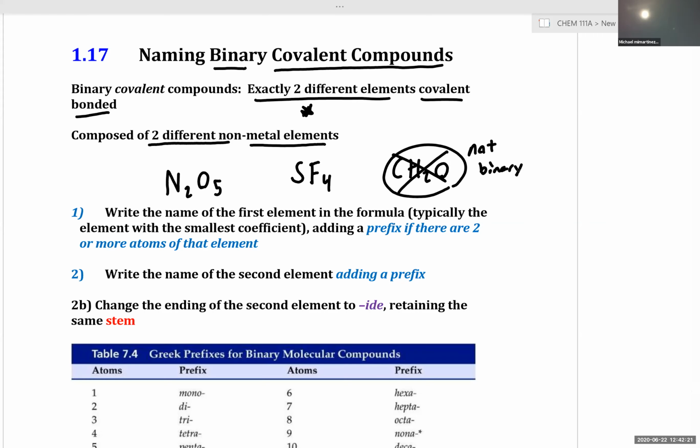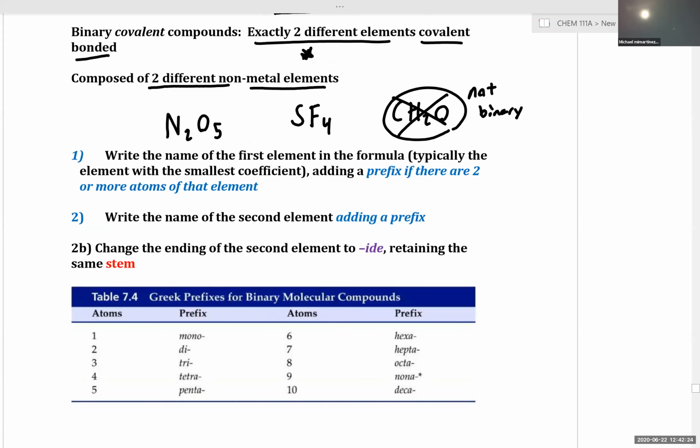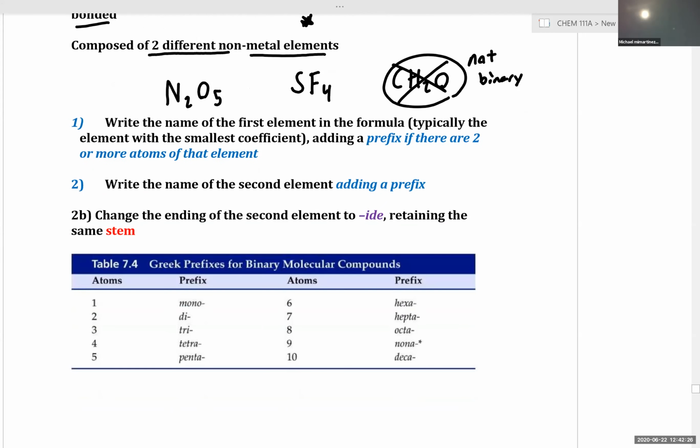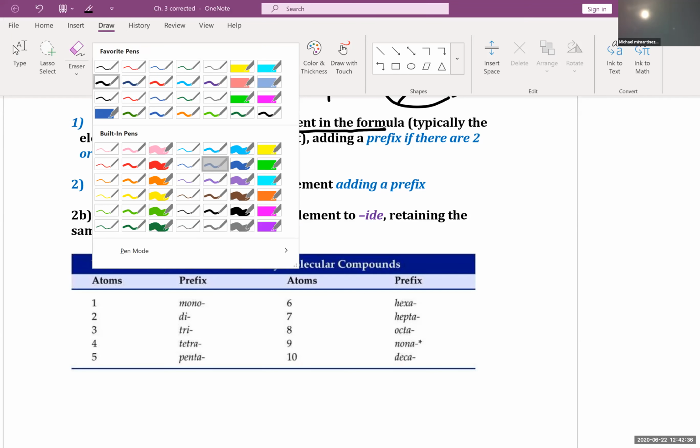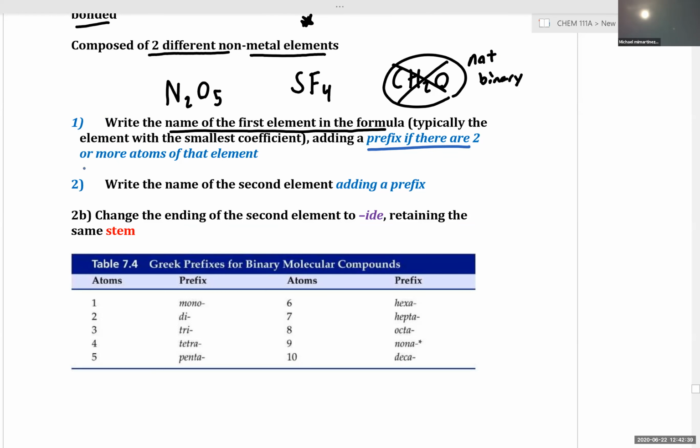So the way that we name these binary covalent compounds is you write the name of the first element in the formula. Now, you're going to then add a prefix if there are two or more atoms of that element. So, for example, if you have two nitrogen atoms in N2O5, you'd add the prefix di. So we'd have dinitrogen.